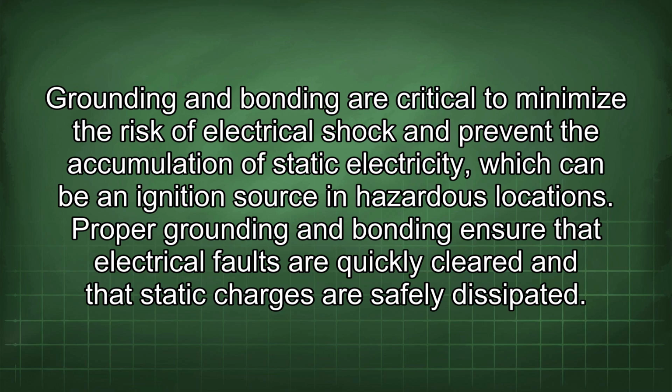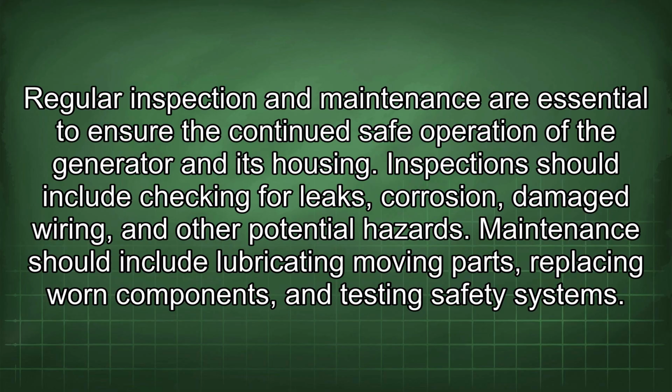Grounding and bonding are critical to minimize the risk of electrical shock and prevent the accumulation of static electricity, which can be an ignition source in hazardous locations. Proper grounding and bonding ensure that electrical faults are quickly cleared and that static charges are safely dissipated. Regular inspection and maintenance are essential to ensure the continued safe operation of the generator and its housing. Inspections should include checking for leaks, corrosion, damaged wiring, and other potential hazards. Maintenance should include lubricating moving parts, replacing worn components, and testing safety systems.